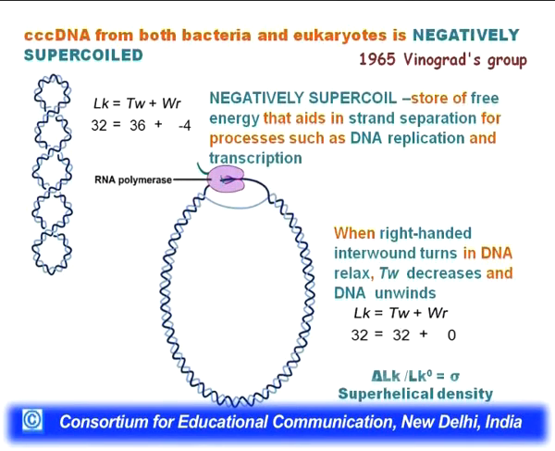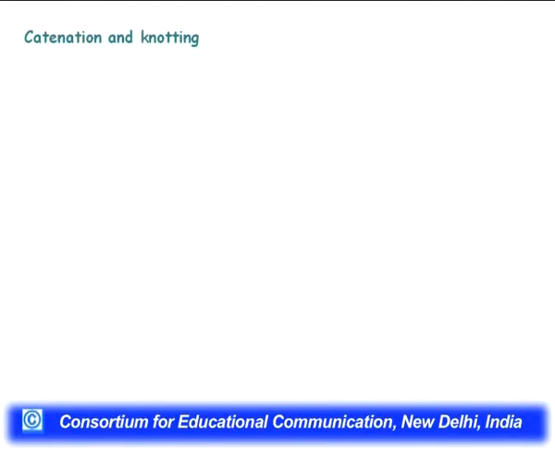Another ratio which we talk about is delta LK divided by LK naught. So the difference in linking number, which is an indicator of the supercoiling, divided by the initial linking number, is defined by a term called sigma, the superhelical density. So superhelical density becomes an intrinsic property of a DNA molecule, that is, what ability does it have to form the supercoils. So for that, we define delta LK by LK naught.